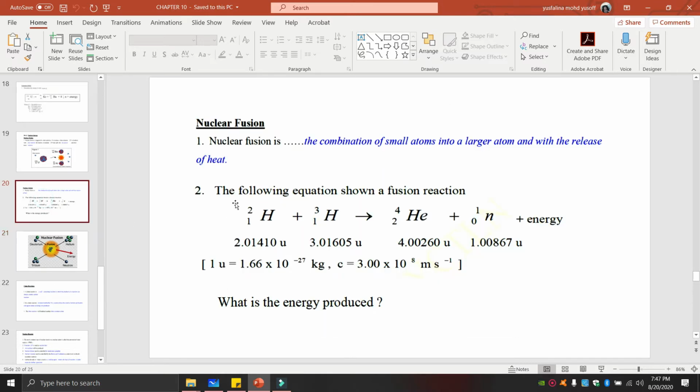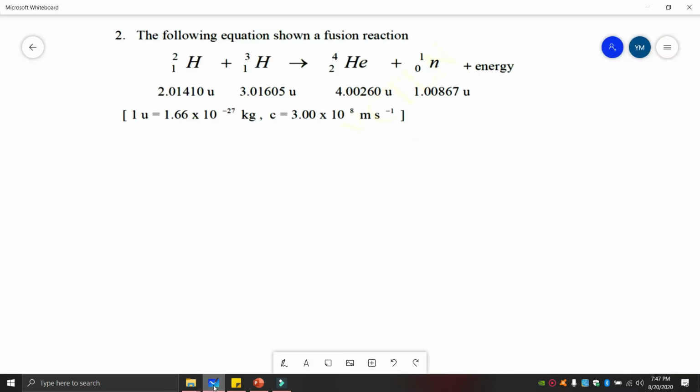And then number 2 says the following equation shows a fusion reaction. So what is the energy produced? If you want to calculate the nuclear energy, we use the Einstein formula, that is E equals mc². The first thing you have to do is calculate the total AMU for this side first, before the reaction. This is before the reaction, this is after the reaction.